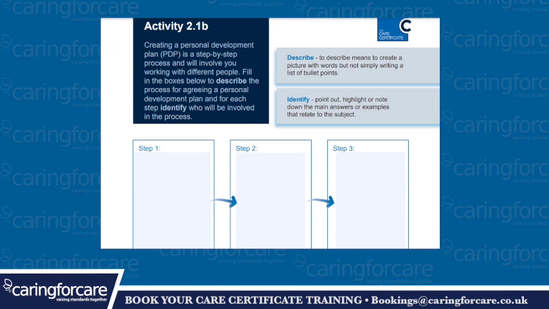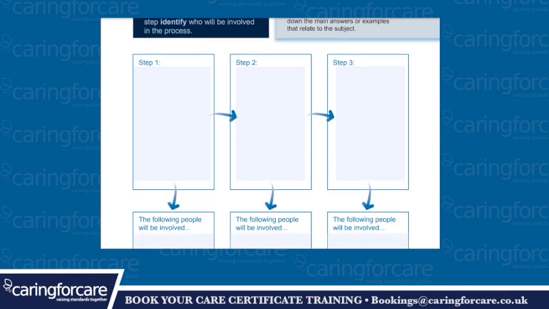Activity 2.1b. Creating a Personal Development Plan, PDP, is a step-by-step process and will involve you working with different people. Fill in the boxes below to describe the process for agreeing a personal development plan, and for each step, identify who will be involved in the process. Describe: to describe means to create a picture with words, but not simply writing a list of bullet points. Identify: point out, highlight, or note down the main answers or examples that relate to the subject.